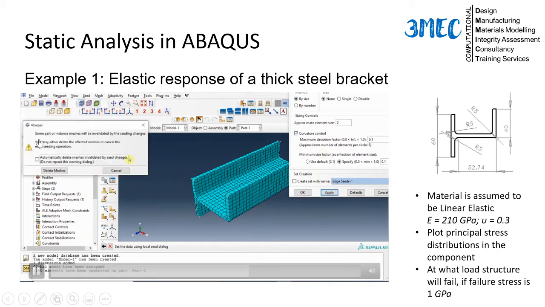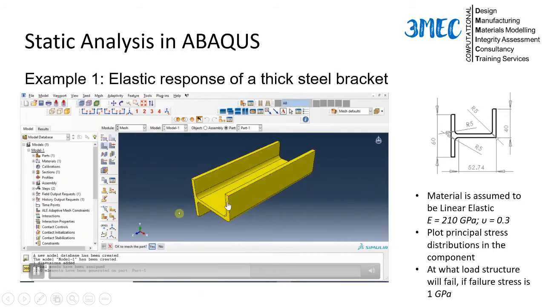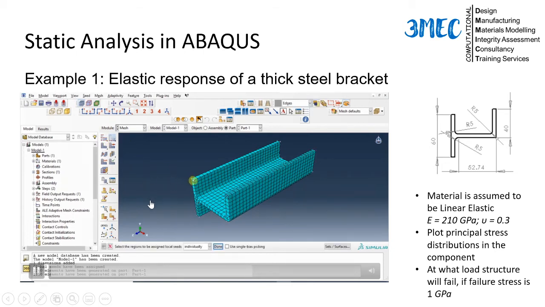So that's what I'm doing now. I'm selecting it to define the edge seeds, and when I select the edge here and I do this, then I have more elements here, but still on the other edges I still have one element, so I need to do it for the other edges as well. And that's what I'm doing.